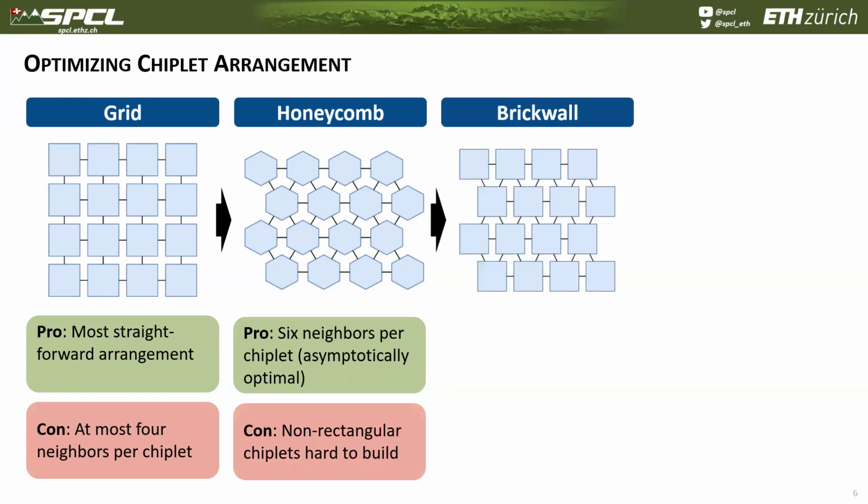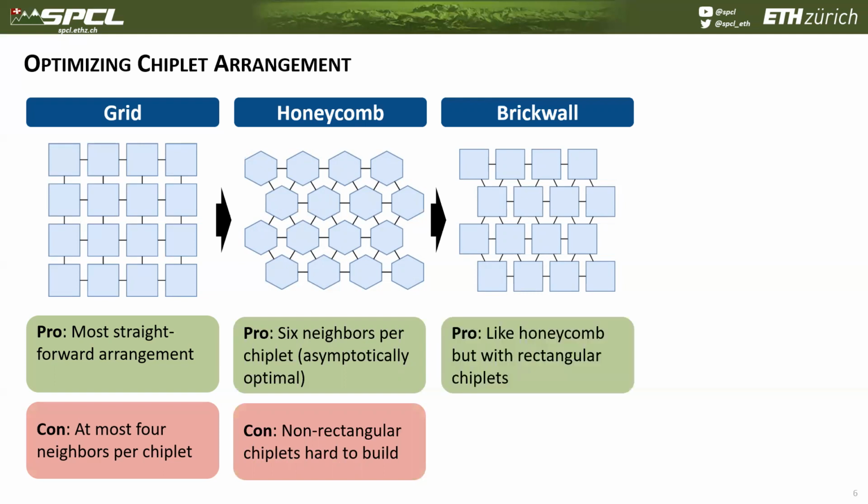What we can do instead is arranging rectangular chiplets in a brick wall pattern. Here, we have exactly the same logical connectivity as in the honeycomb, which means that we have the same asymptotically optimal number of neighbors per chiplet, but we have the advantage of rectangular chiplets that are easy to design and manufacture. In this brick wall arrangement, we still have one small drawback. As you can see, the chiplet to the top left and to the bottom right only have two neighbors. And intuitively, having more neighbors per chiplet would increase their connectivity.